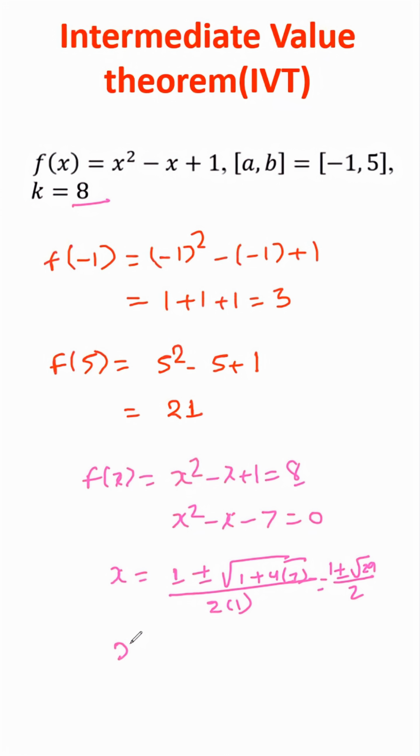The value of x we got is x equals 3.19. This will be our answer, 3.19. It lies between negative 1 and 5.